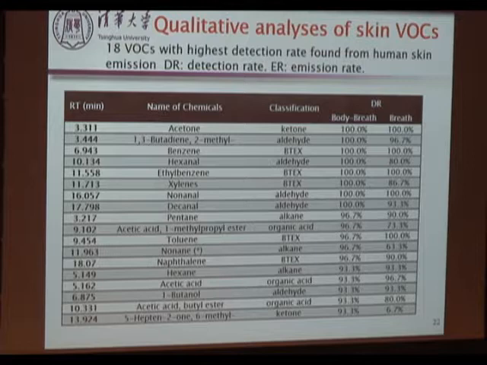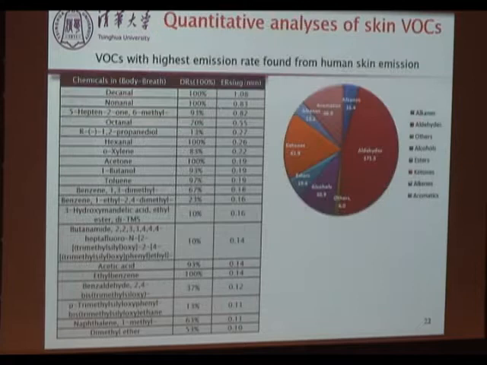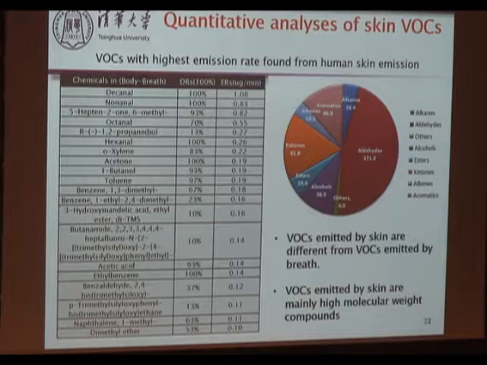list of these chemicals. And quantitatively, we also found the emission rates from different persons, and we can compare that between the skin emissions and the breath emissions. So the general conclusion: VOCs emitted by the skin are different from VOCs emitted from the breath. There are some things in common, but there are many differences. And we also found that VOCs emitted from the skin are mainly high molecular weight compounds. So these are the results.